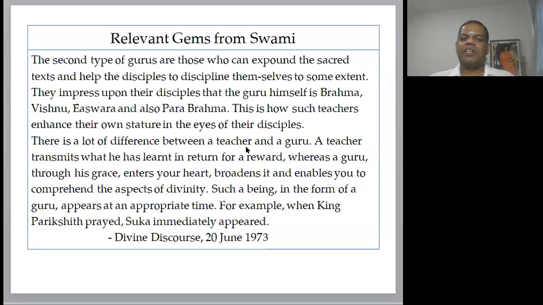There's a lot of difference between a teacher and a guru. A teacher transmits what he has learned in return for a reward, whereas a guru, through his grace, enters your heart, broadens it, and enables you to comprehend the aspects of divinity. Such a being in the form of a guru appears at an appropriate time. For example, when King Parikshit prayed, Sukha immediately appeared.